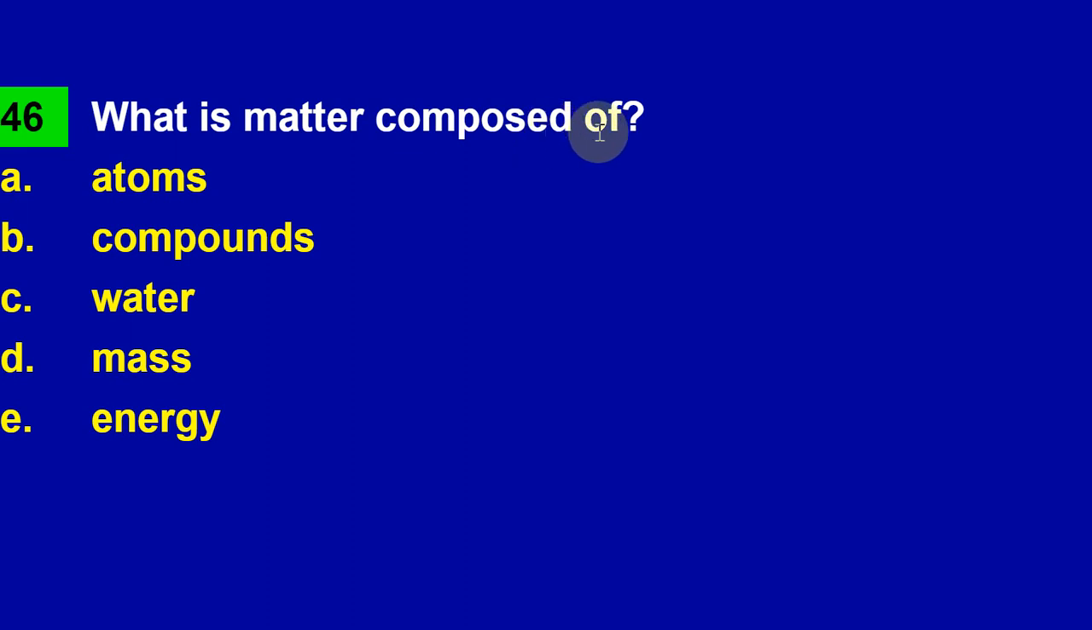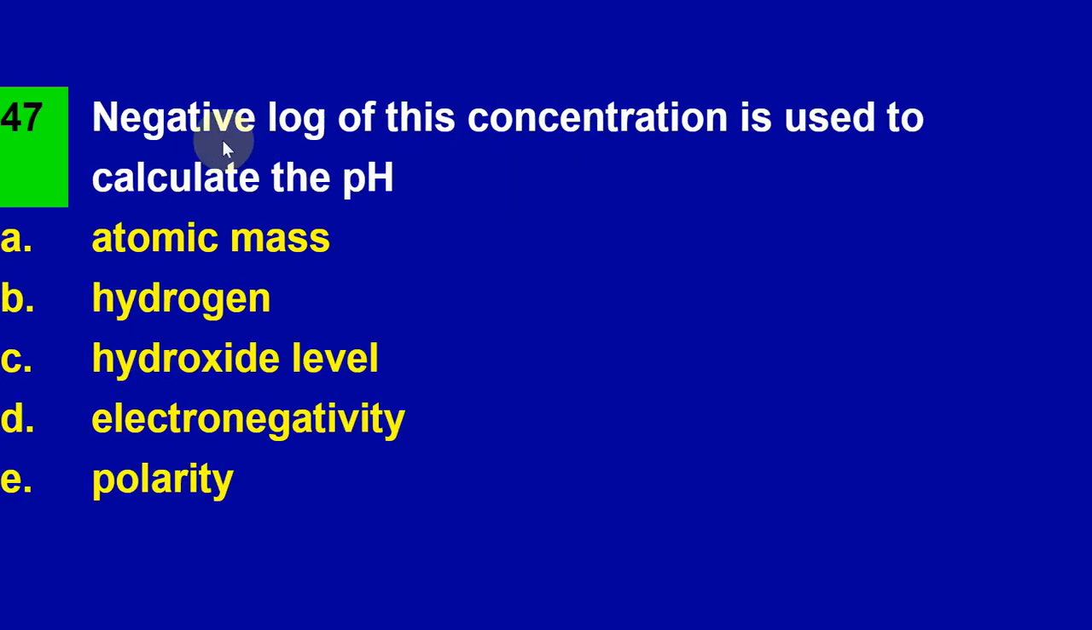What is matter composed of? Do you remember? Yeah, atoms. All right. Should we do it? Okay. Negative log of this concentration is used to calculate the pH. You remember? Is it hydrogen or is it hydroxide? The pH is the negative log of the concentration of hydrogen.